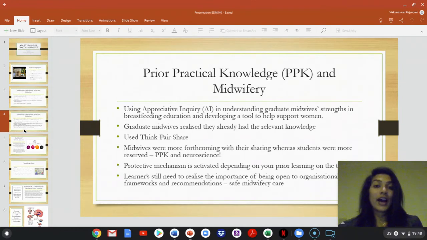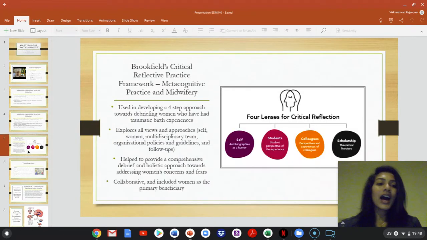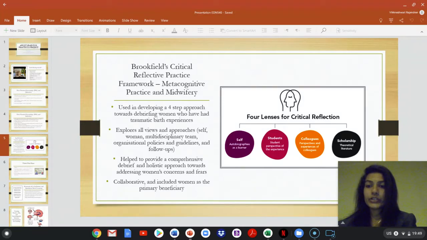So that was one method that I've used. The other thing that I've adapted and I really like is Brookfield's critical reflective practice framework, which relates back to metacognitive practice in midwifery. So with Brookfield's critical reflective practice framework, there are 4 components. One is reflection from the self, the other from the students, the other colleagues, and the last one is scholarship.